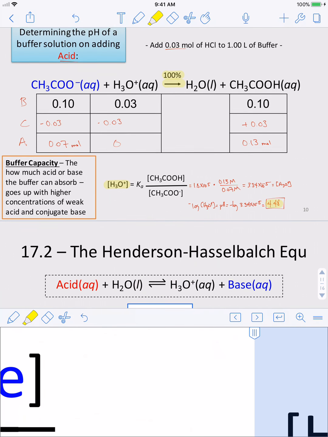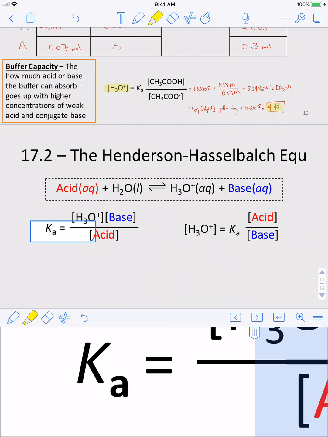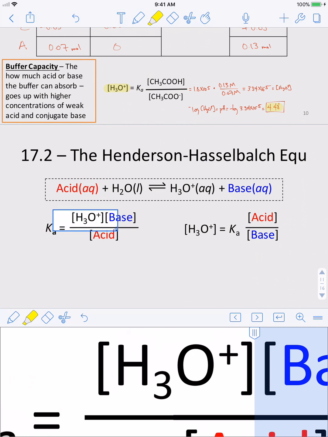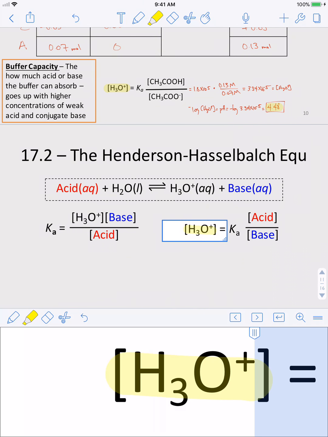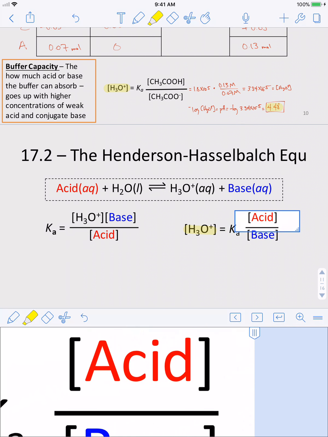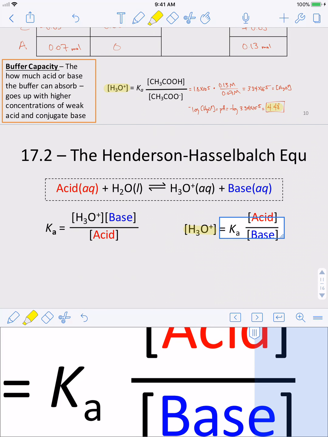All right, so this gets us to the Henderson-Hasselbalch equation. Before, we took a Ka expression, which was H3O+ times the base over the acid, and we were solving it for H3O+. That's what we were doing on the last two slides. That equaled the Ka times the concentration of acid over base when you rearrange this algebraically.